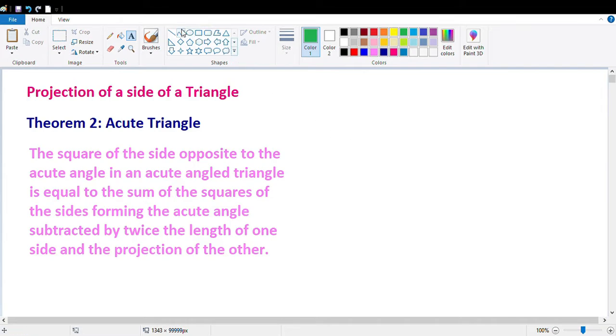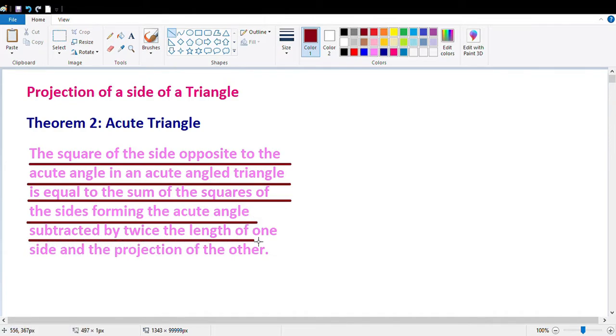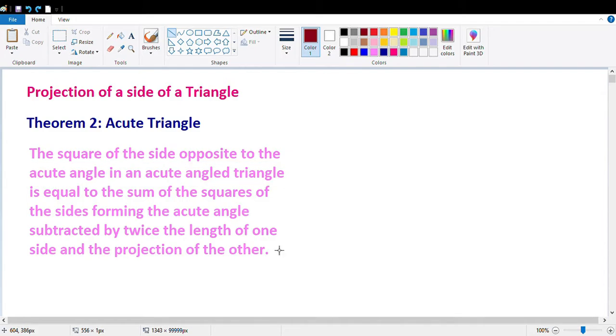First, we're just going to read the theorem. It states that the square of the side opposite to the acute angle in an acute angle triangle is equal to the sum of the squares of the sides forming the acute angle subtracted by twice the length of one side and the projection of the other. This is what the theorem states, and now we're about to work on what the theorem is and how we apply it to an acute triangle.